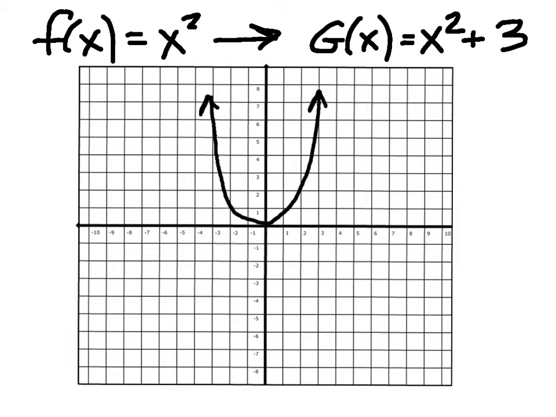Your parent function in this case is x squared. So x squared looks like that on the screen. But now we are doing x squared plus 3. So what do you think is happening when I put a plus 3 behind the x squared? Moving the whole thing up 3. A vertical translation up 3 units.